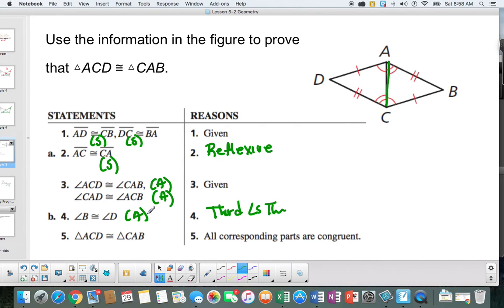So we have all 6 pairs. That means the triangles are congruent because all corresponding parts are congruent. When that happens, I know rigid motion took place. Rigid motion took place, therefore the triangles are congruent.